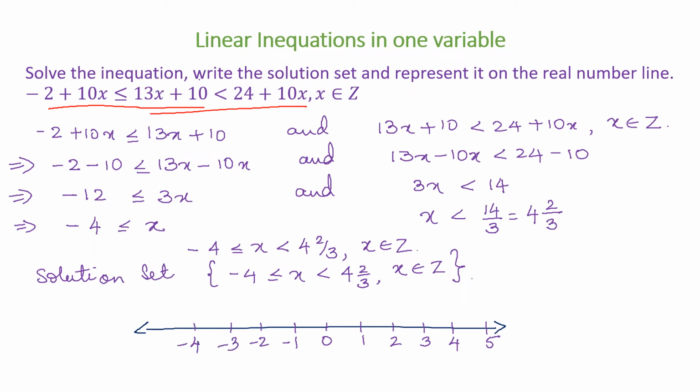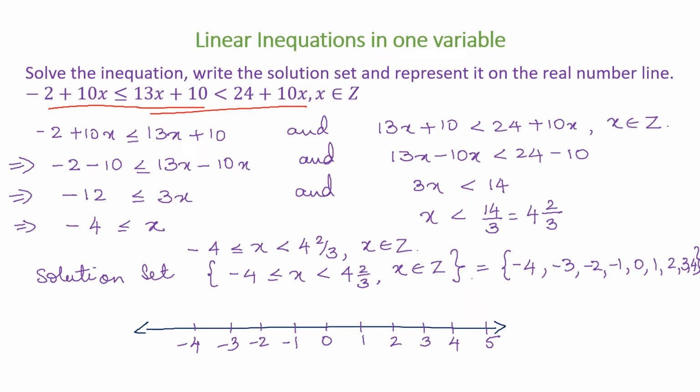First and foremost, x belongs to set Z, that is, the set of integers, which implies that you're going to have only the elements. You can write down the elements over here. That is, this is minus 4, minus 3, minus 2, minus 1, 0, 1, 2, 3, and 4. This is 4 2 by 3, which is going to be somewhere over here.